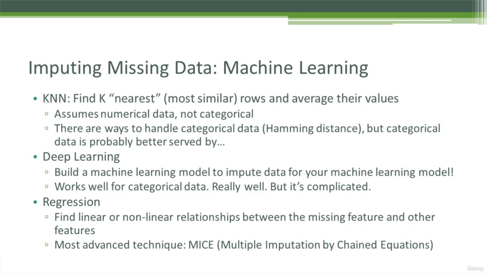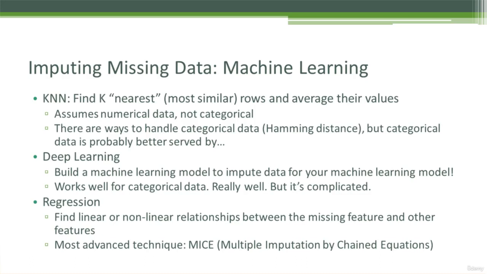One problem with it, though, is that that idea assumes that you have numerical data that you're trying to impute and not categorical data. It's tough to take the average of a category, but there are ways of doing that with techniques like Hamming distance. But KNN is generally a better fit for numerical data, not categorical.